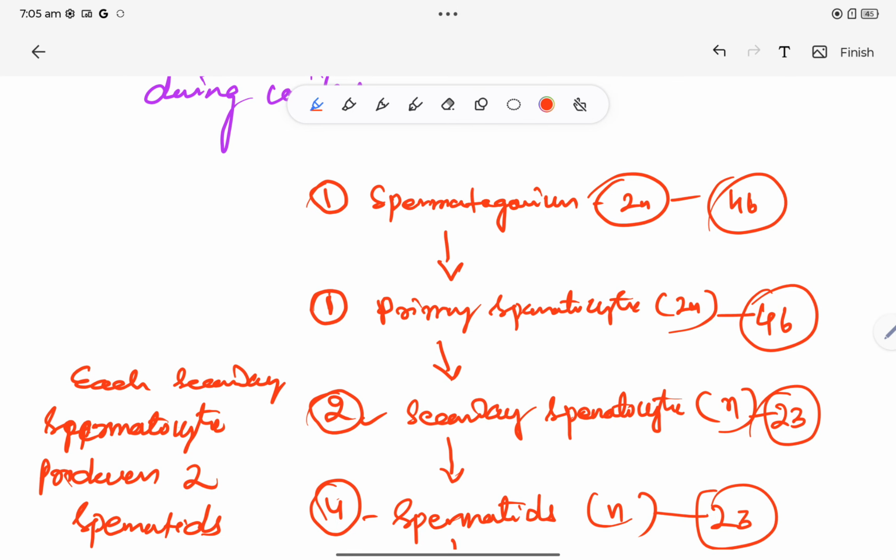Okay. So with this, today's topic, spermatogenesis, is over. Our next topic is oogenesis. So get ready for oogenesis. Before that, please go through all these topics because we have to compare spermatogenesis with oogenesis. There will be a comparison. Thank you very much for attending the class.